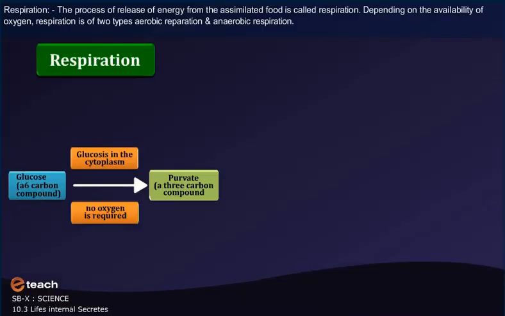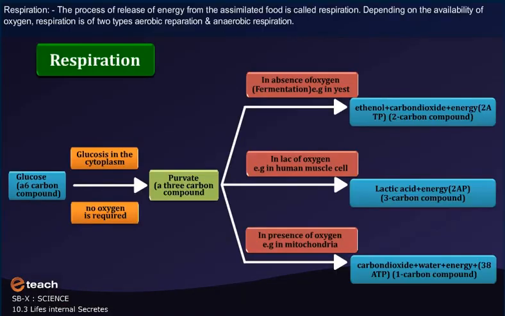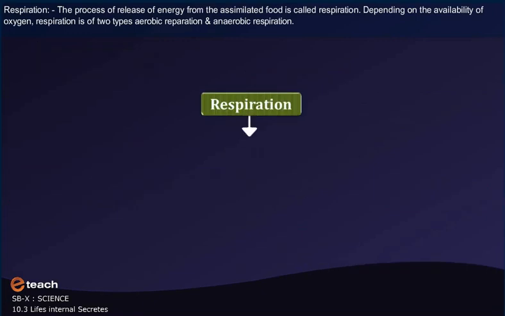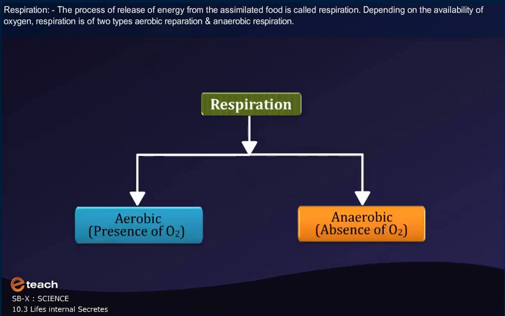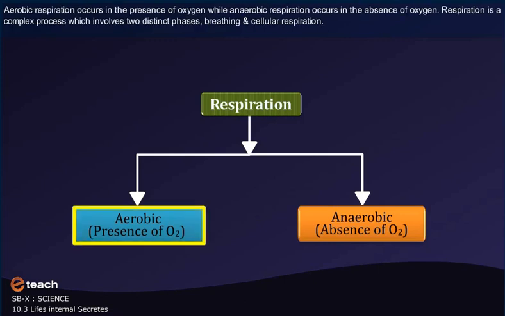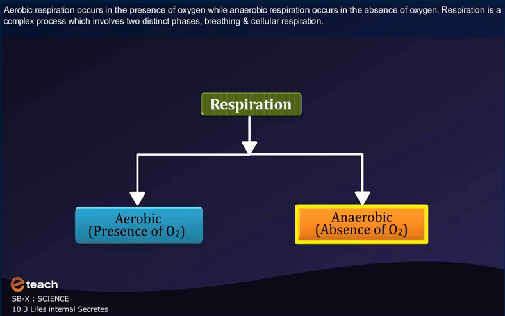Respiration. The process of release of energy from assimilated food is called respiration. Depending on the availability of oxygen, respiration is of two types: aerobic respiration and anaerobic respiration. Aerobic respiration occurs in the presence of oxygen, while anaerobic respiration occurs in the absence of oxygen.